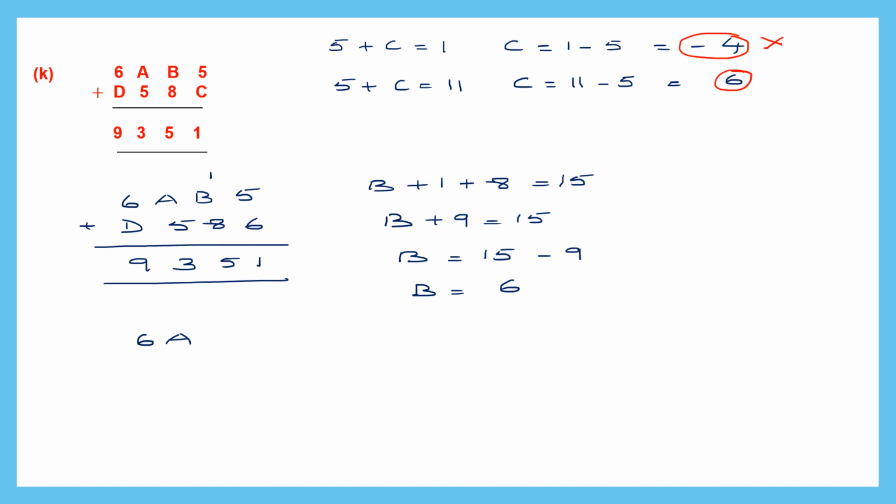A we don't know. B is 6. Then we have 5. Then D 5. 8, 6, 9, 3, 5, 1. So what did we do? In the place of B, we wrote 6. Now let's check the addition. 5 plus 6 is 11, carry 1. 6 plus 1 is 7. 7 plus 8 is 15. That means we carry 1 here.